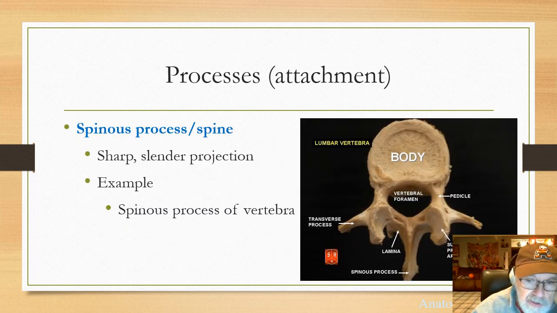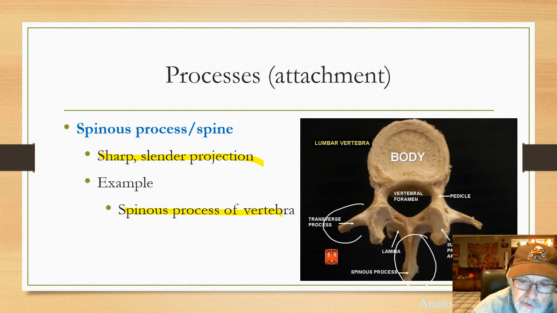A spinous process. Now we're going back to the spine here, okay? A spinous process is a sharp, slender projection of the vertebrae. We can actually see this quite well right here. This is a transverse process right there. That's a spinous process there. But this one back here is the one you feel.